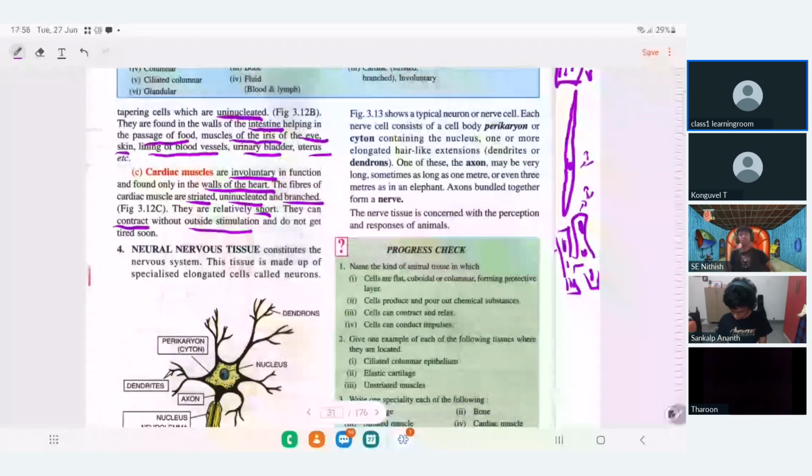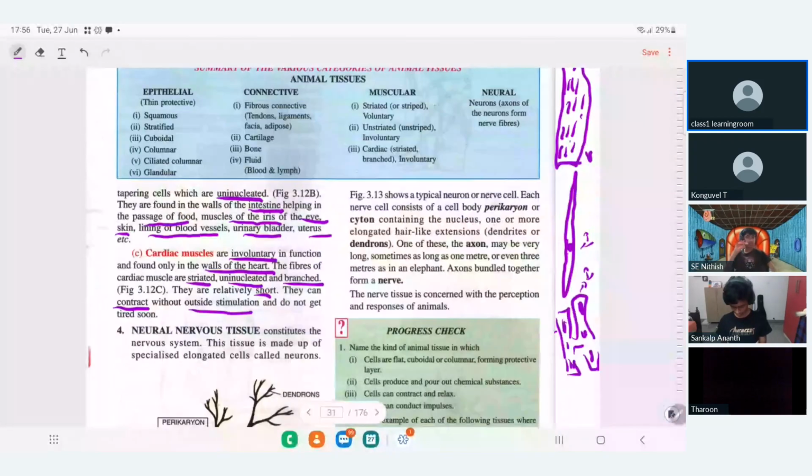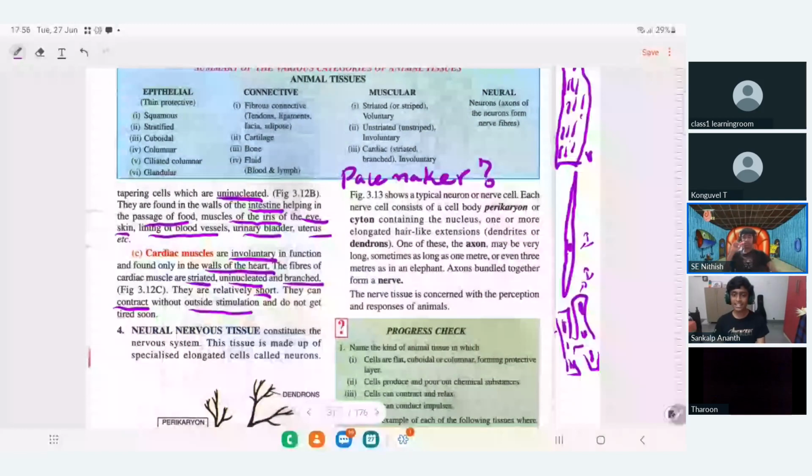Have you heard about this term, pacemaker? It's present in the heart.